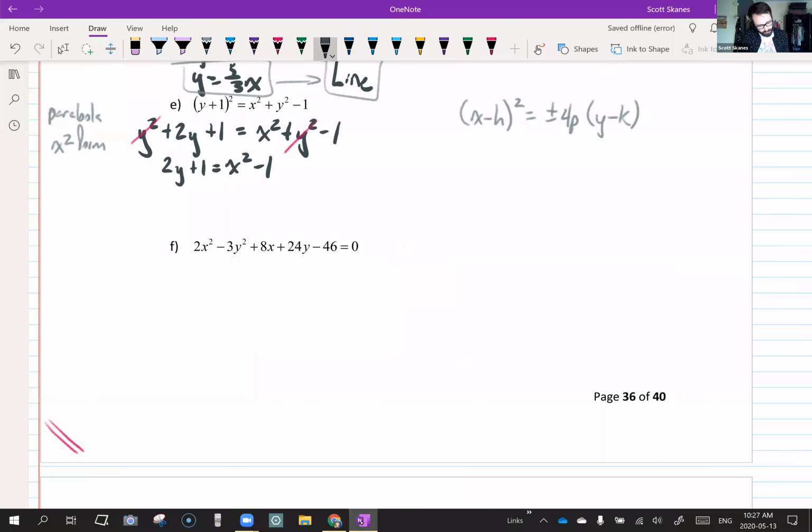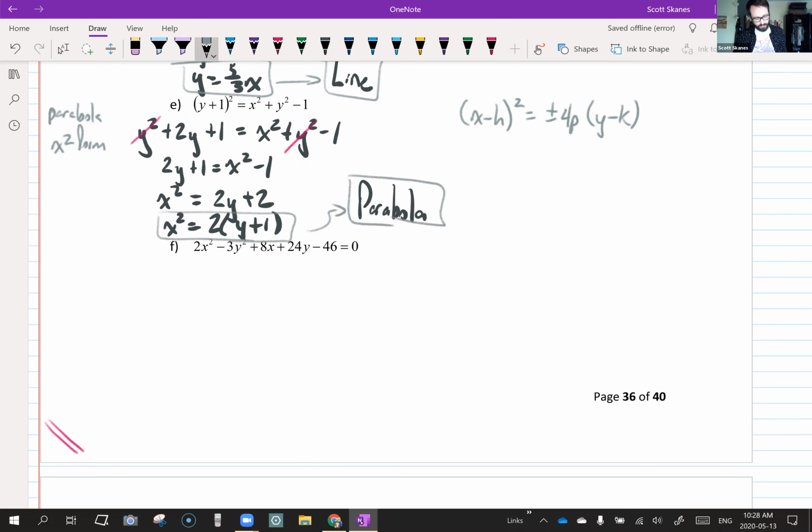Let's finish this question. That means I have x squared, I'm just flipping the sides, equals 2y plus 2. So x squared is 2 outside of y plus 1. You can check that yourself. It's not that much effort. That's parabola. Got 2 minutes left, so I'll do the last one. I just won't talk it through as much as I normally would.